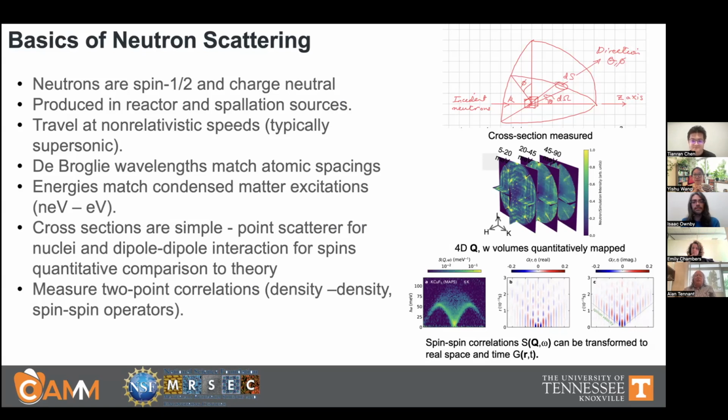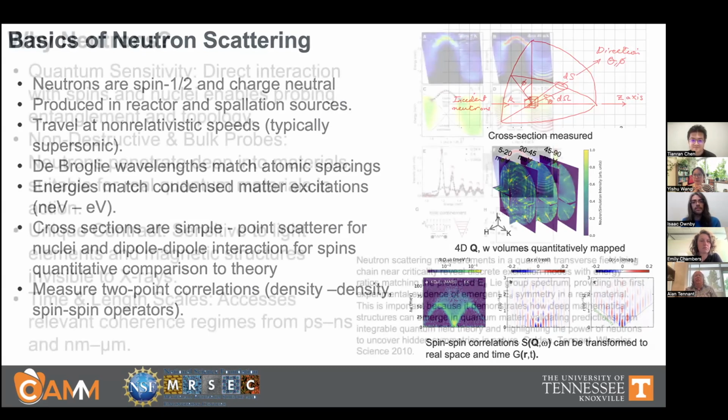So when you've got these enormous data sets, you can also convert them, not just look at them in wave vector and energy space, but you can also convert them into space and time as well. So we can look at spin-spin correlations, for example, in real space and time, so-called G of R and T. And that gives us additional insight into how quantum effects are actually happening in these materials.